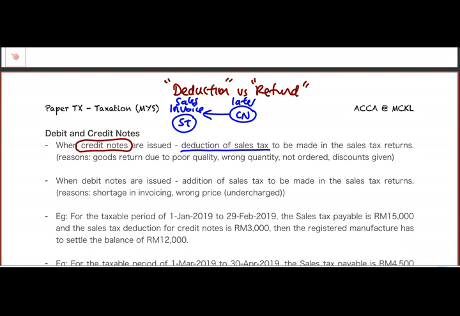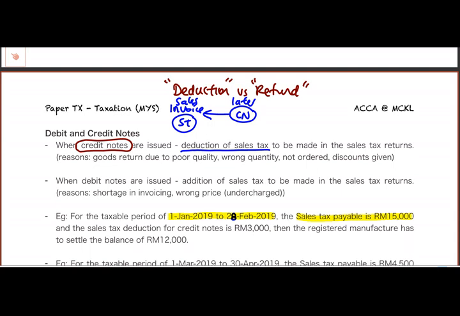Okay? Now, what do you mean by a deduction of a sales tax? I'll give you an example. Let's say we are talking about the taxable period from January 19 to February 19. I don't think 19 got 29 days, sorry. Okay? January 19 to February 19. Let's say for that taxable period, you're supposed to have a sales tax payable of 15,000. Okay, up to this stage, what you're supposed to do is give 15,000 to the custom. By when? 31st March. By end of March, you issue a check and send 15,000 to custom.